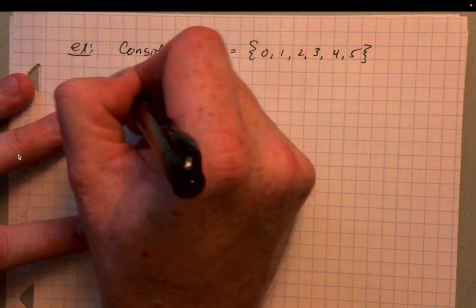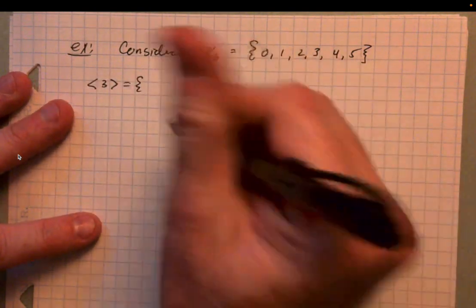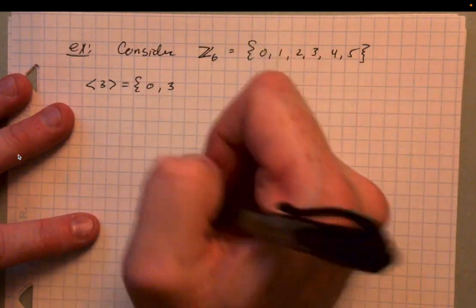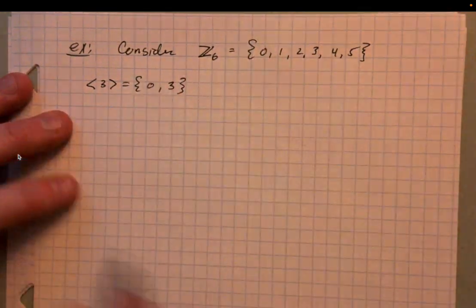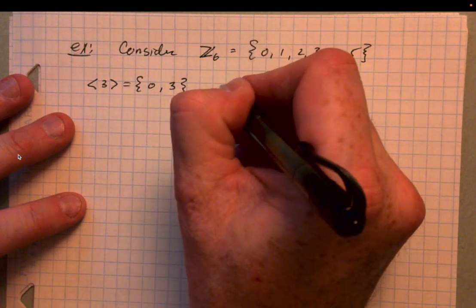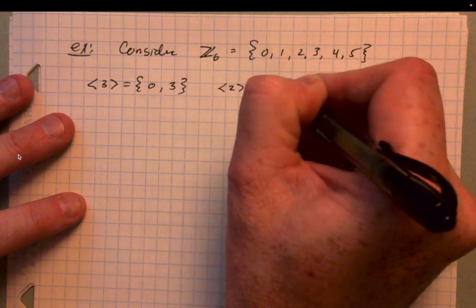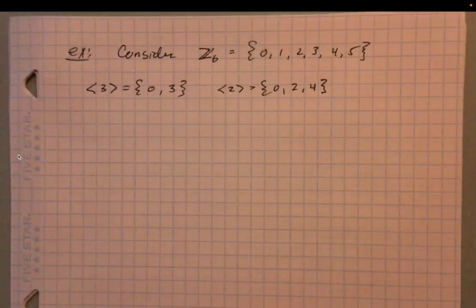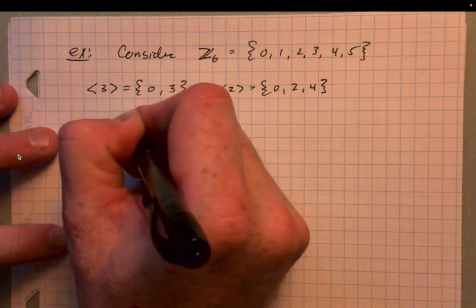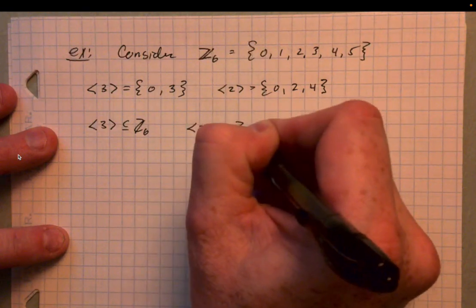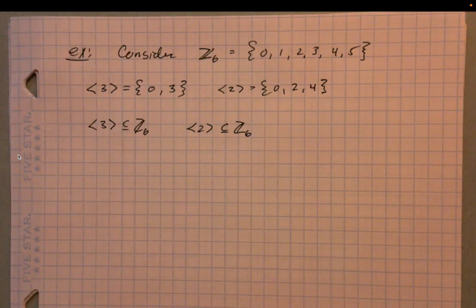So let's think about 3, and the subgroup generated by 3 in Z6 is 0 and 3. If I add another 3, I get 6, which is back to 0. If I add another 3, I get 3, and then another 3 gets me 6, back to 0, right? And then the other subgroup of interest here is 2. And of course you get 0, 2, and 4 there, right? So I've got two subgroups of Z6. So 3 is a subgroup of Z6, and 2 is a subgroup of Z6 as well. Right, so they're internal.